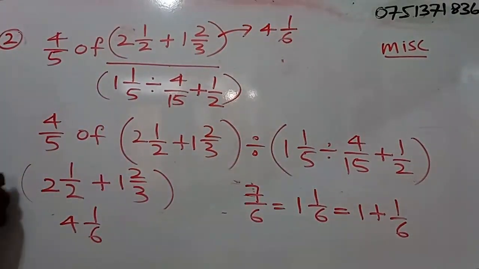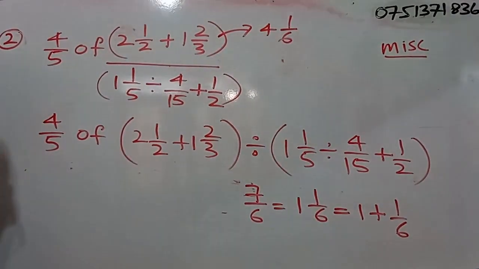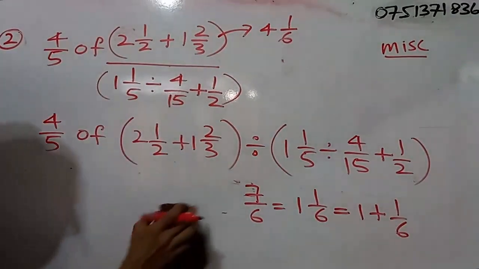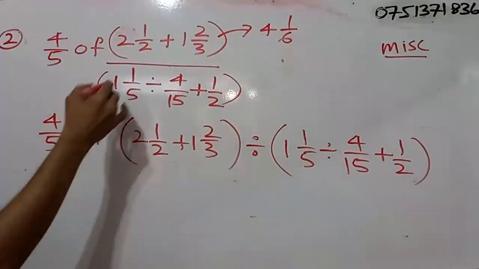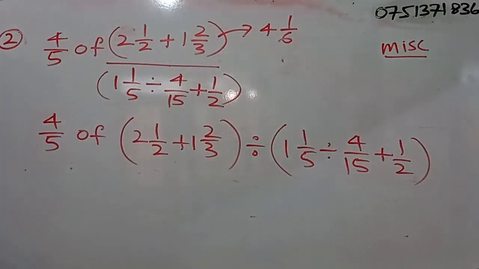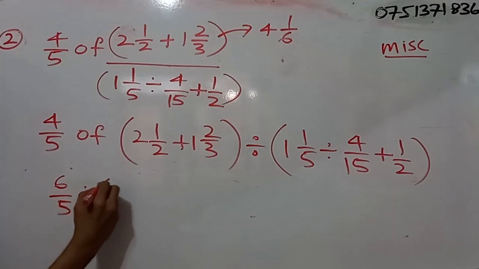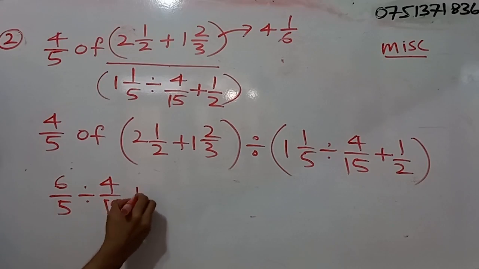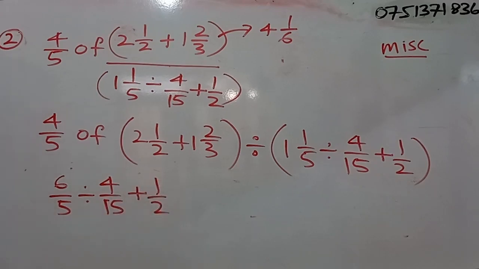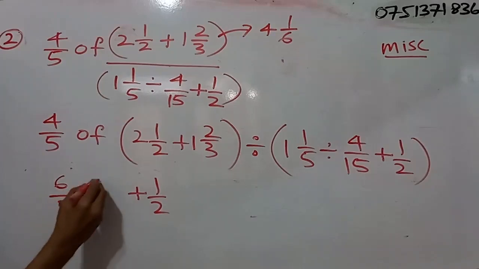Now we will erase that and we will simplify this bracket. First of all, we will convert this into improper fractions. So it will be 6 by 5, divided by 4 by 15 plus half. Right? So here we can do the simplification. This is a division, no? So we will convert it into a multiplication. Then we have to write the reciprocal of this.